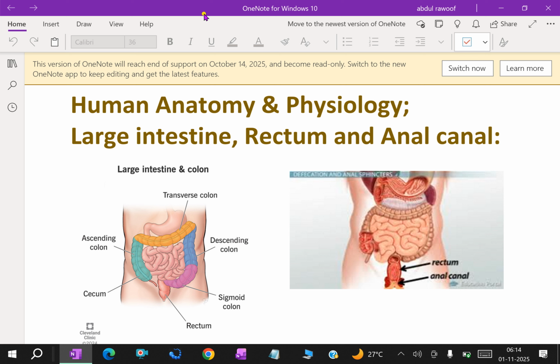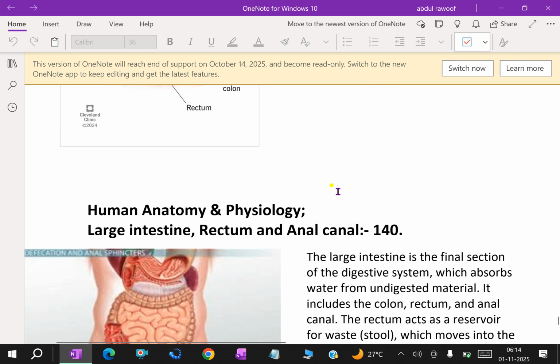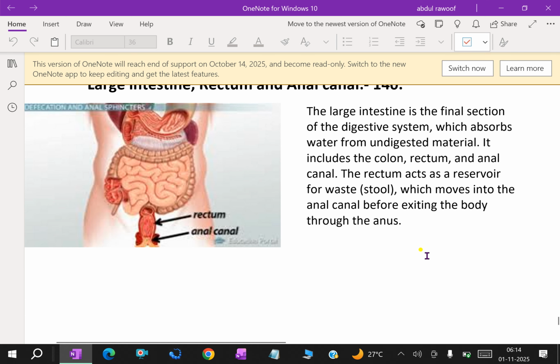Now we'll discuss further detail about the large intestine, rectum and anal canal here. Look at this. This is the transverse colon, the ascending colon, this is the descending colon, this is the sigmoid colon and rectum. This is the cecum. Now continue the discussion.